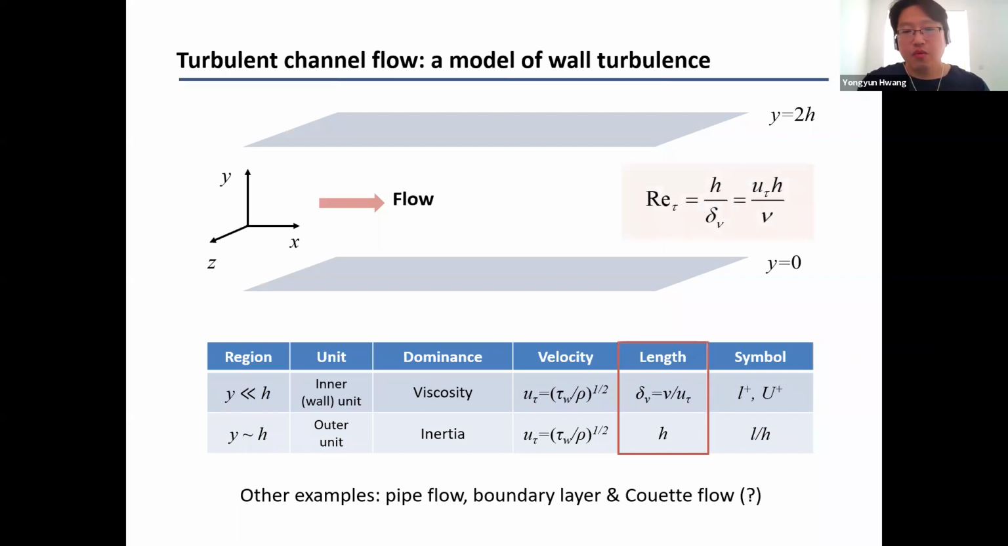One quick point I wanted to mention is that if you consider the ratio between the inner length scale and the outer length scale, you will get the Reynolds number, which we often call the friction Reynolds number. This is just a ratio between the two, and it is also a measure of how turbulent the flow is.